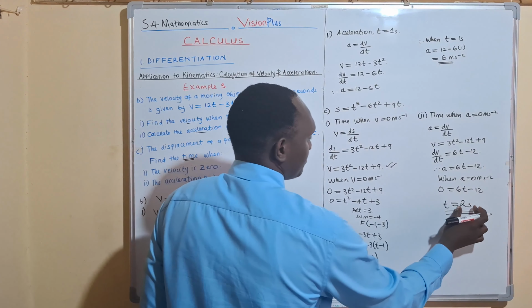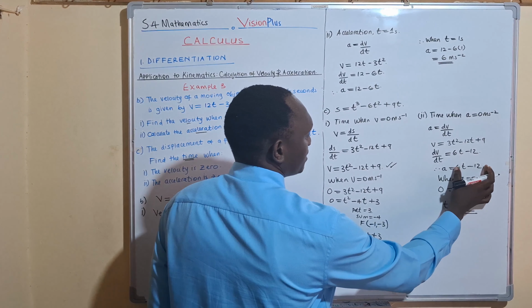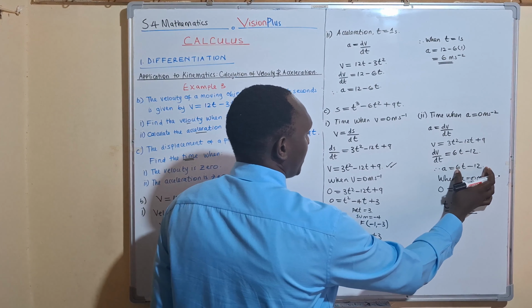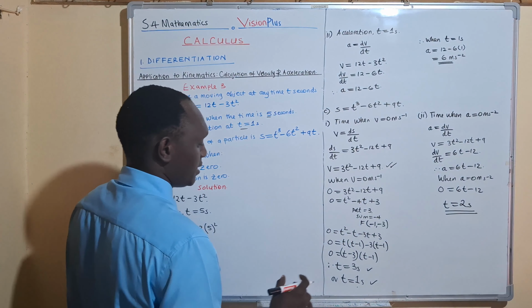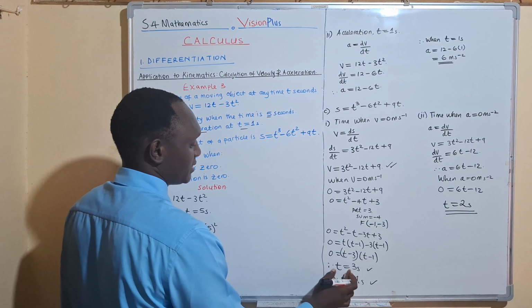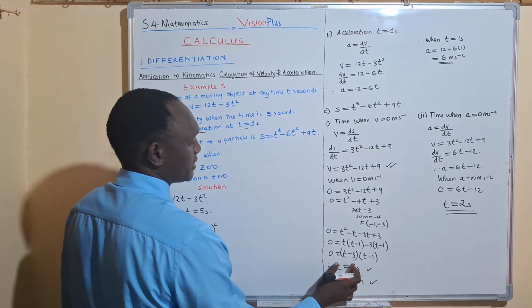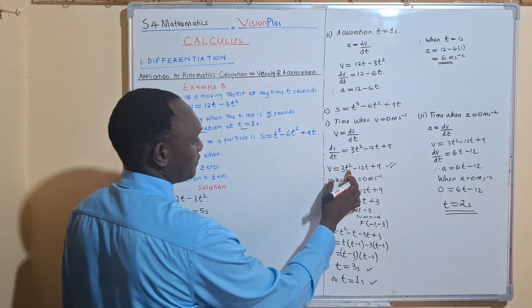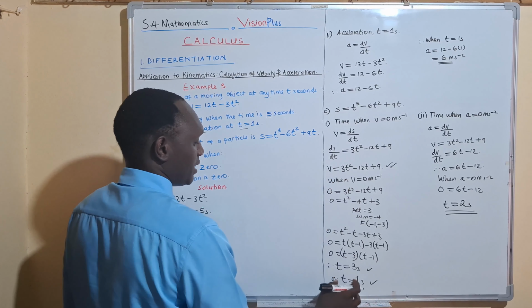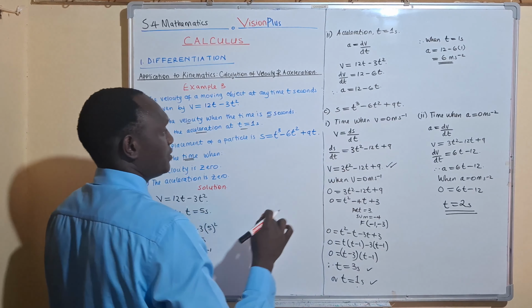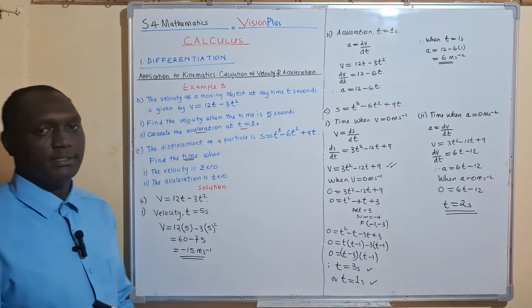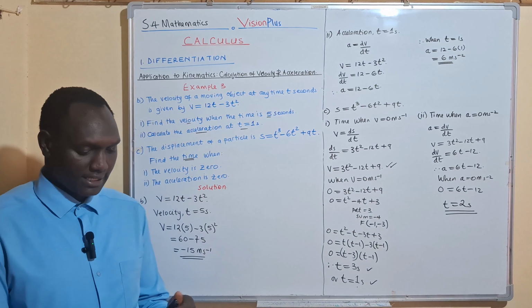If you get this time, 2 seconds, and you substitute in the expression for a here, you find that it is 0. The same thing applies here. If you take the first time, 3, and substitute it in the expression for velocity, you get 0. If you substitute the second time, which is 1 second, in this expression you get 0. So this is the solution to example 3.